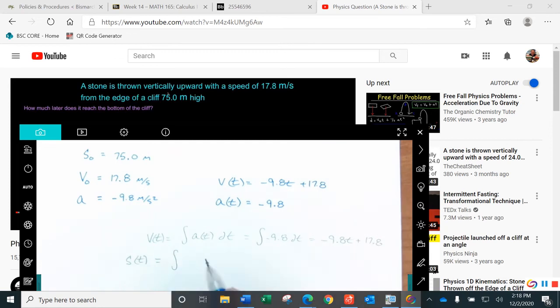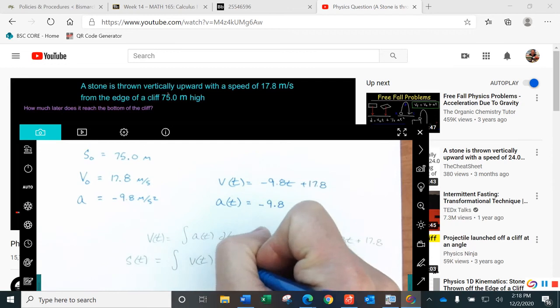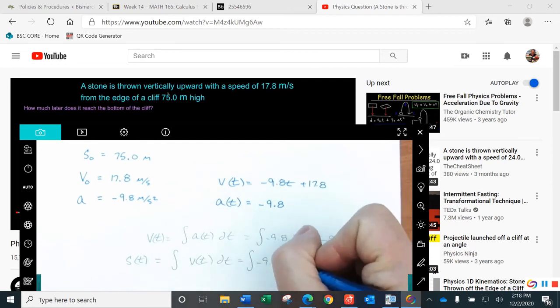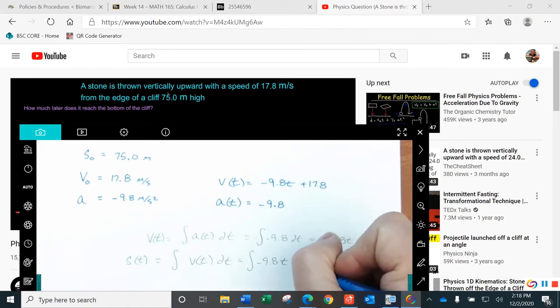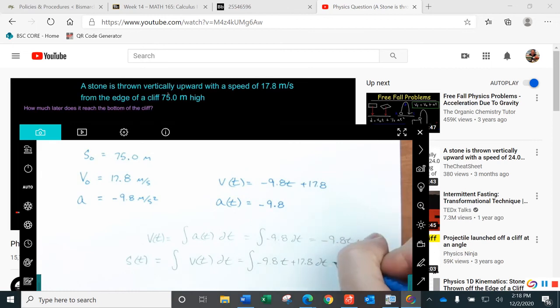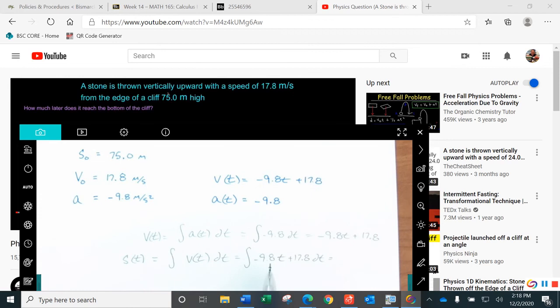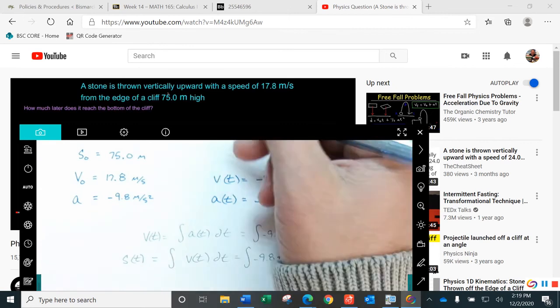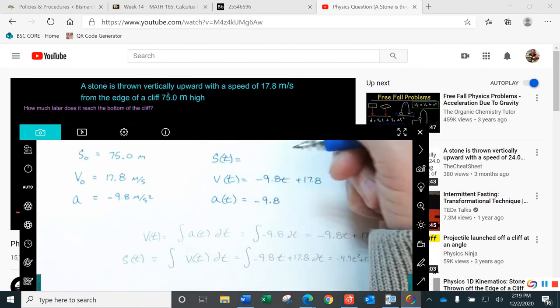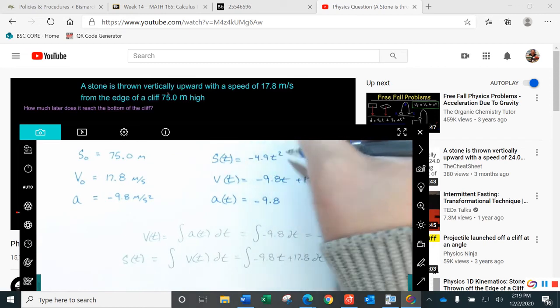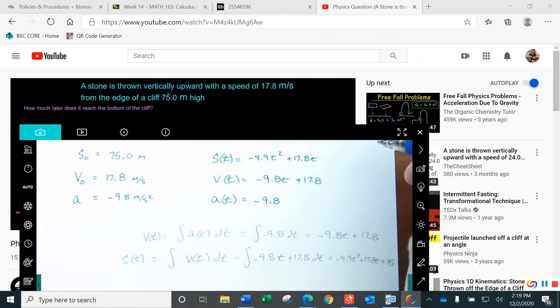Our position function, we're going to integrate our velocity function, integrating negative 9.8t plus 17.8. So we'll have negative 9.8 divided by 2 is negative 4.9, and then I have a t, which was to the 1, now it's 2. All right, I think we got it. Negative 4.9t squared plus 17.8t plus some constant of integration, which is our initial position of 75. So now we've got a position function as well: negative 4.9t squared plus 17.8t plus 75.